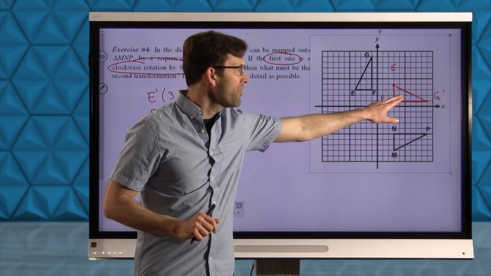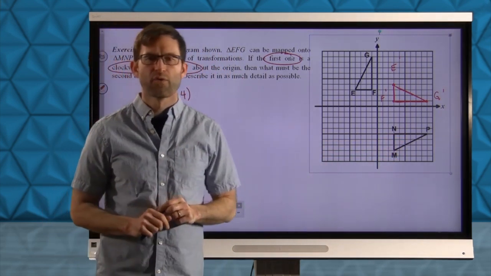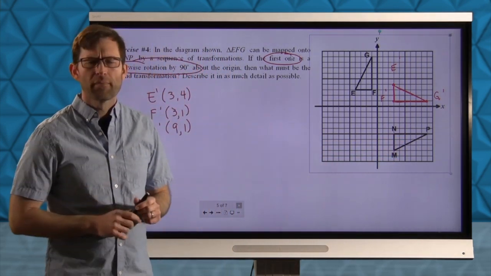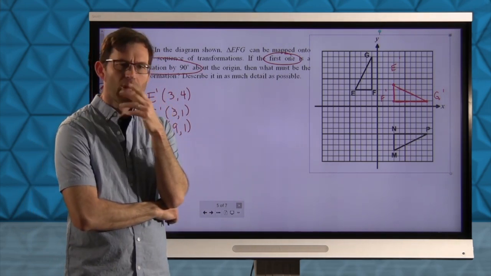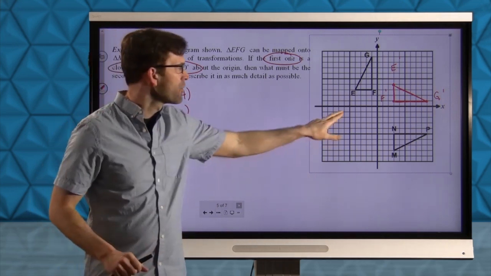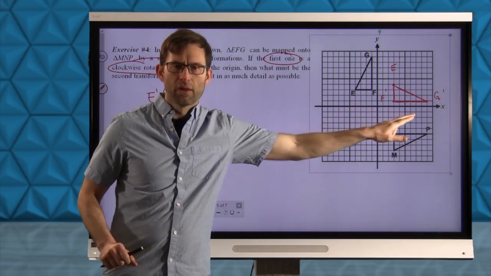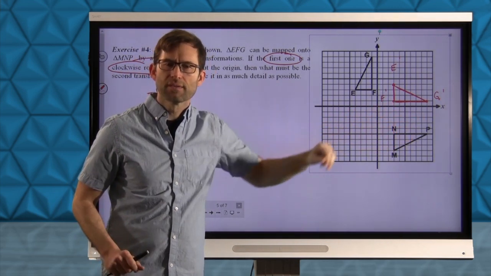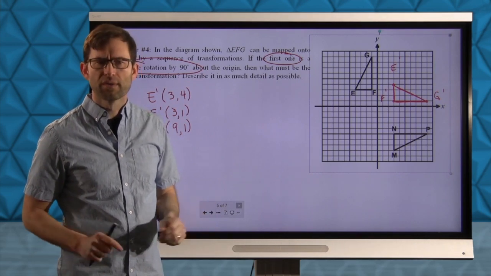Now, how do I get this one to fall on that one in a single transformation? What would that be? Well, I can do it with a reflection. Unfortunately, it won't be a reflection across the x-axis. That would put me a little bit short, right? Kind of like this. It's definitely a reflection over a horizontal line. I hope you can see that.